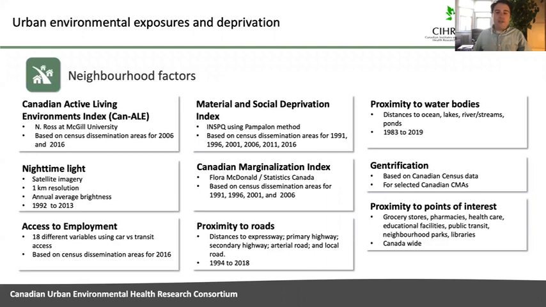A wide array of data are available in the neighborhood factors domain, including the CANUE data set that we used in the analyses I just presented. We also have satellite-based nighttime light data, access to employment data, 2 deprivation or marginalization indices developed from census data, proximity to roads by road type, which may be used as a proxy for traffic-related air pollution exposure, proximity to water, neighborhood gentrification, and proximity to selected points of interest, such as grocery stores, educational facilities, public transit stops, and parks.